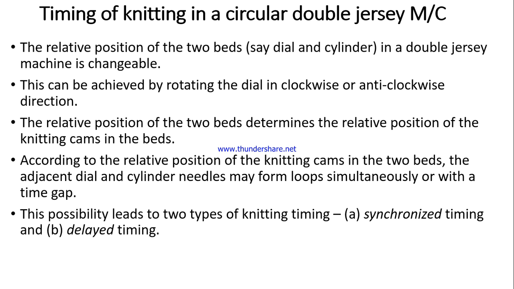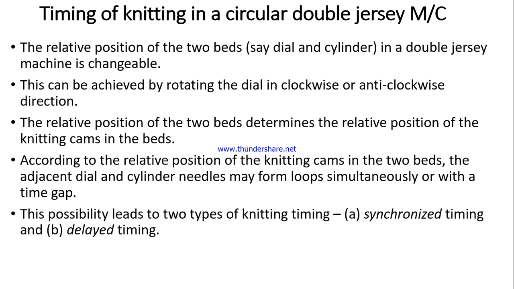This can be achieved by rotating the dial in clockwise or anti-clockwise direction. You can rotate the dial clockwise and anti-clockwise to change the position. The relative position of the two beds determines the relative position of the knitting cams in the beds. So by changing the position of the beds, you can also change the relative position of the cams in the beds. According to the relative position of the knitting cams in the two beds, the adjacent dial and cylinder needles may form loops simultaneously or with a time gap.